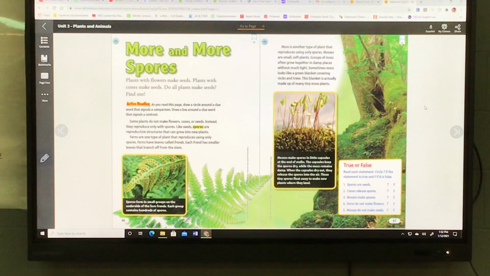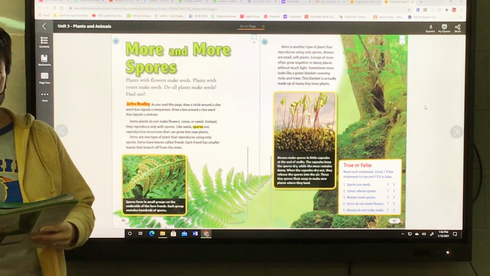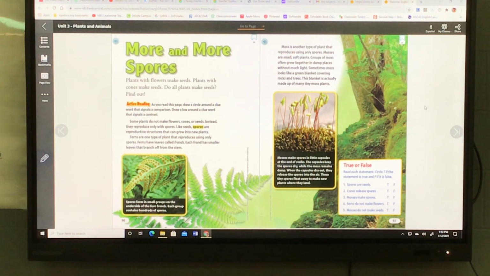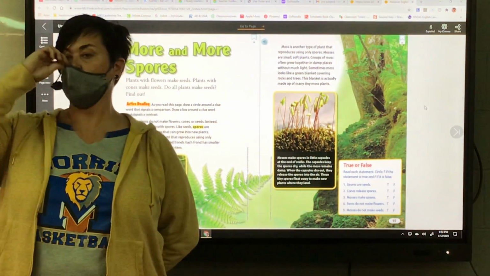Are we ready? Okay. Some plants do not make flowers, cones, or seeds. Instead, they reproduce only with spores. Thank you for knowing where we're at, Haley. Like seeds, spores are reproductive structures that can grow into new plants. Okay, they're having us do something that we've never done before. Comparing and contrasting, finding those clue words.